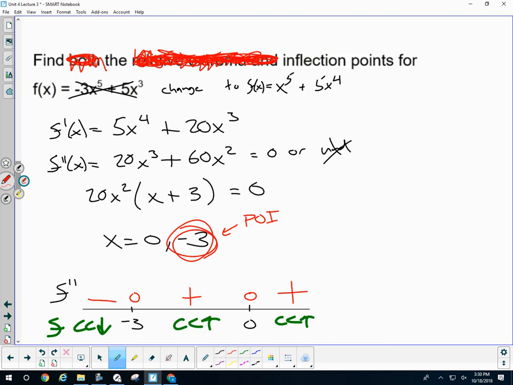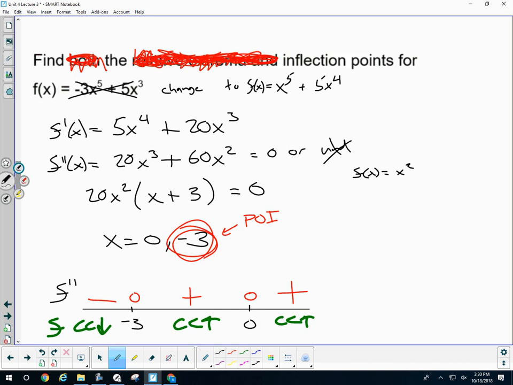Now, how can you go from concave up to no concavity to concave up? Wouldn't it just be like concave up? Think about that for a second. How can you go from concave up to no concavity to concave up? Don't expect you guys to know this, but it might make sense to you if you look at two graphs.